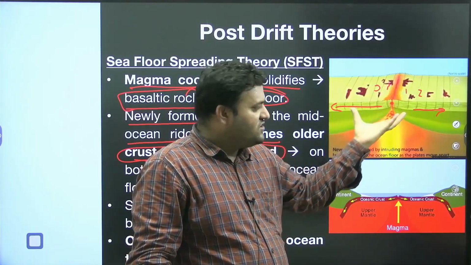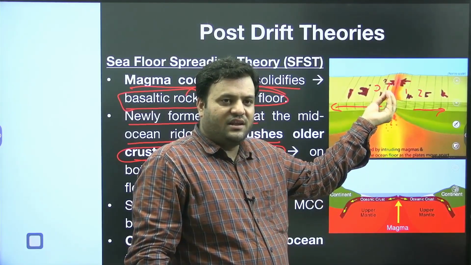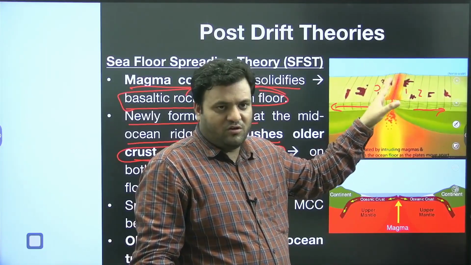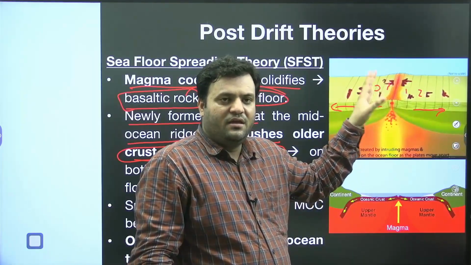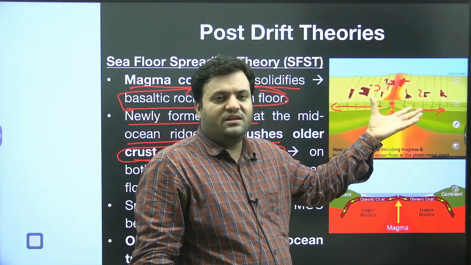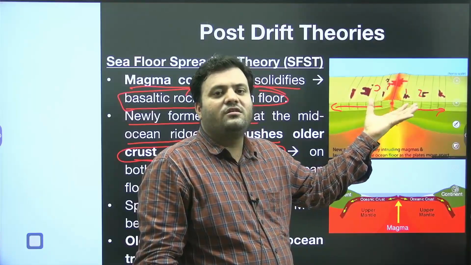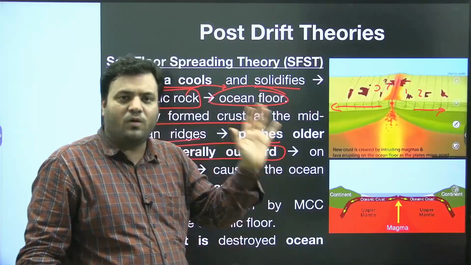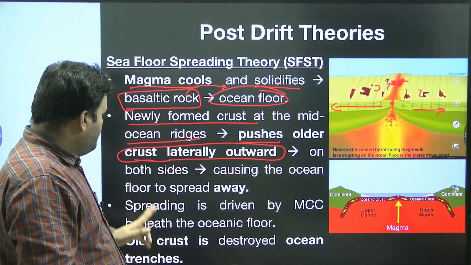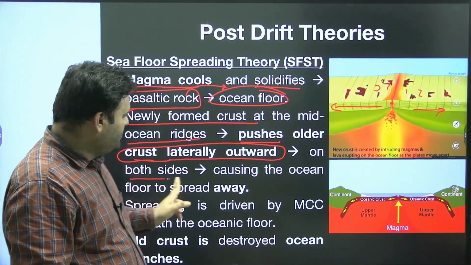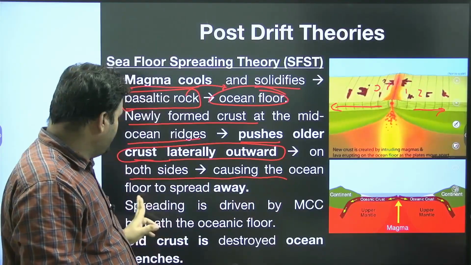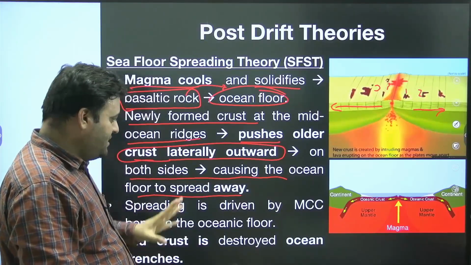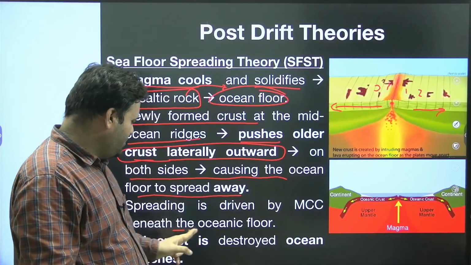Again, these convectional currents are there. Convectional currents will lead to the movement of these blocks. Then again, when there is a movement of these blocks, a cavity will be there, and again that will be filled by the magma. Similarly, on both sides, this causes the ocean floor to spread away, and spreading is driven by mantle convectional currents beneath the ocean floor.